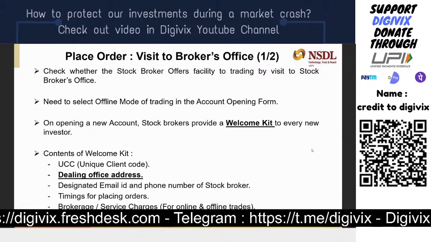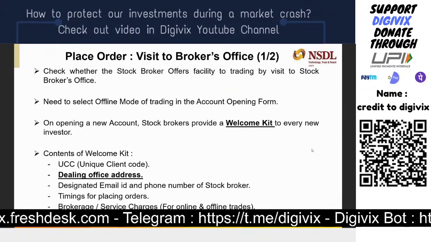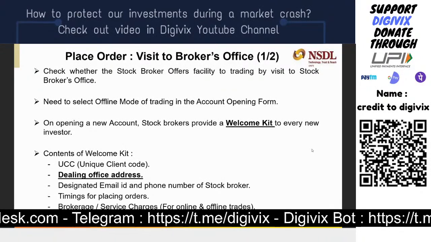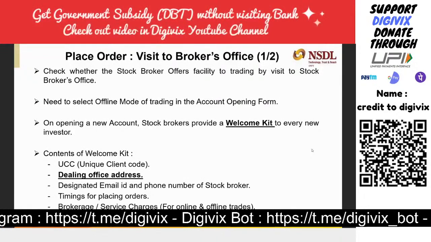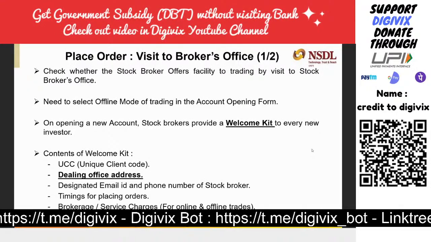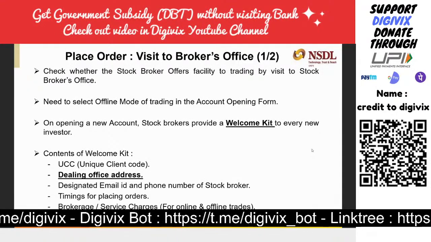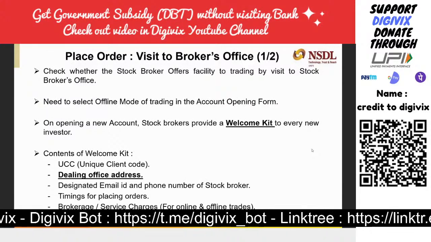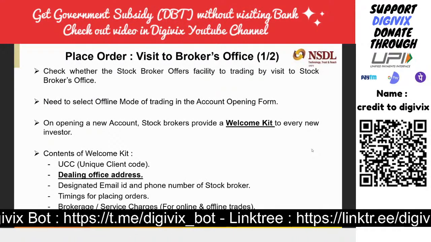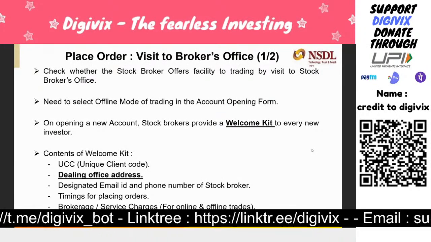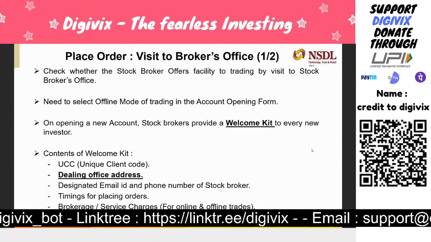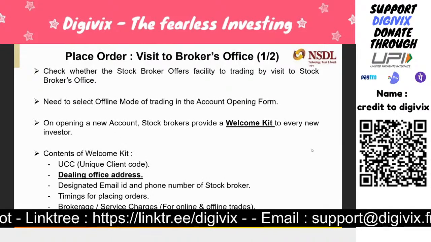Now, visiting a broker's office, we have already discussed in detail. You have to go to their office, and you need to have an account with them, of course. If you are a client of IDBI Capital, which is the company I represent, before trading or investing with my company, you need to have an account with IDBI Capital.